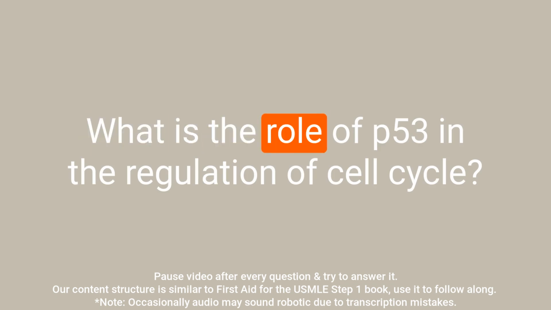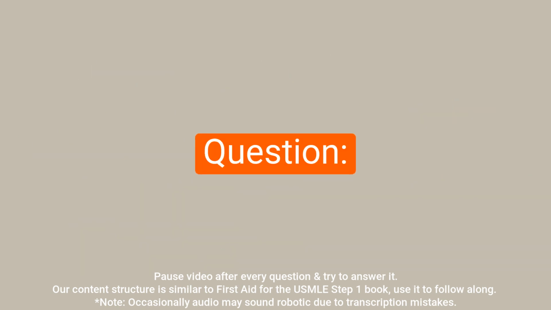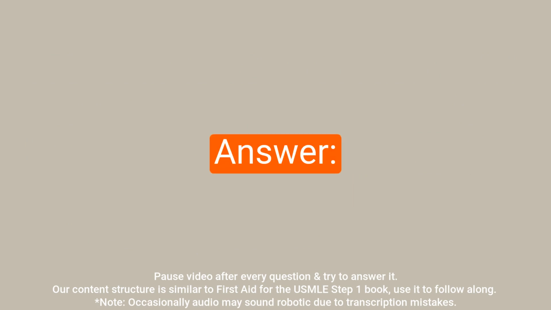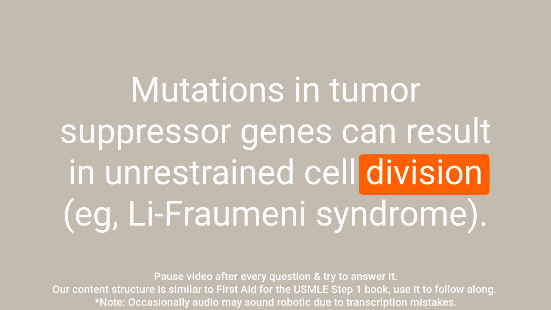Question: What is the role of P53 in the regulation of cell cycle? Answer: P53 leads to P21 induction, which leads to CDK inhibition, which leads to Rb hypophosphorylation, which leads to G1/S progression inhibition. Question: What happens when there are mutations in tumor suppressor genes? Answer: Mutations in tumor suppressor genes can result in unrestrained cell division.